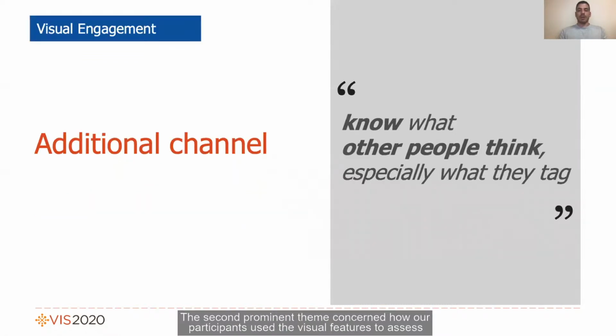The second prominent theme concerned how our participants used the visual features to assess each other's reactions, thoughts, and feelings during a meeting. For example, another participant found it useful to know what other people think, and especially what they tag. This suggests that our tool created an additional channel of communication that allowed participants to get immediate feedback of how others react as the meeting unfolded.